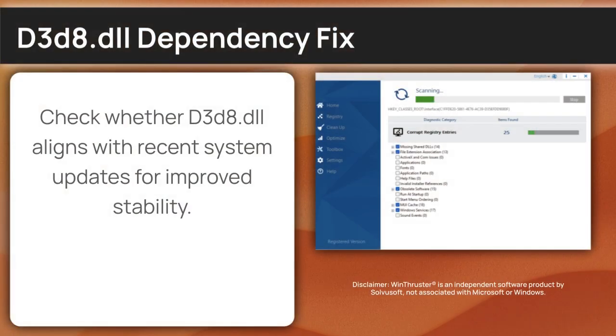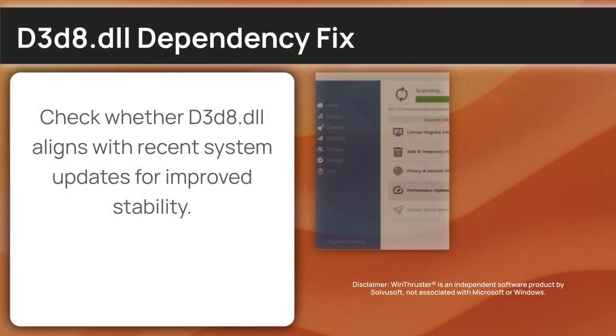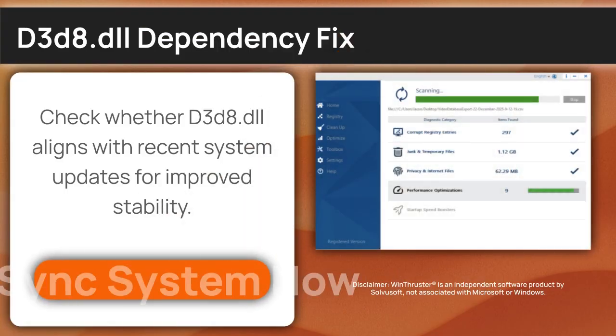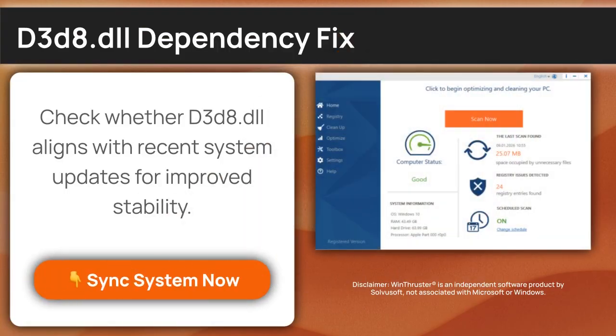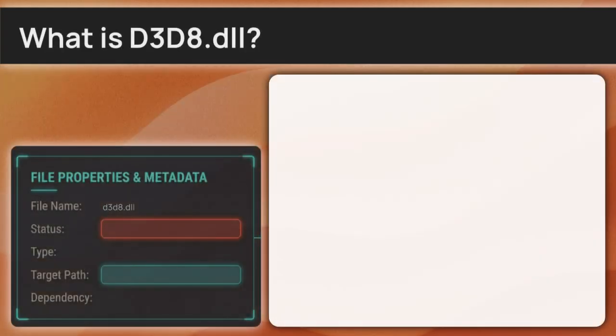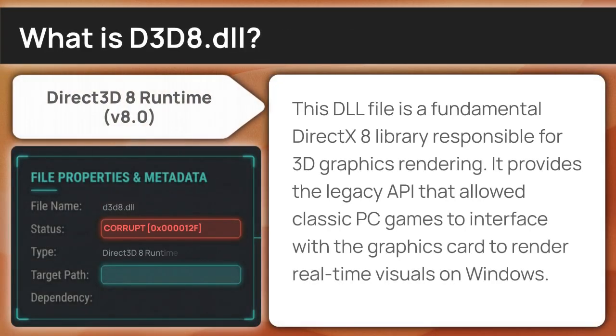As we prepare to resolve D3d8 legacy library, consider using the diagnostic path below to ensure a stable environment for your libraries. This DLL file is a fundamental DirectX 8 library, responsible for 3D graphics rendering. It provides the legacy API that allowed classic PC games to interface with the graphics card to render real-time visuals on Windows. Now that we've covered what the file does, let's jump into our first fix.